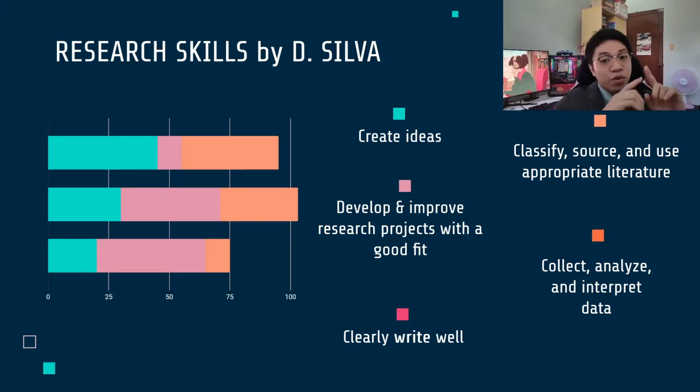One would be creating ideas. Next would be classifying, sourcing, and using the appropriate literature. It is followed by the development and the improvement of research projects with a good fit. That is followed with the collection, the analysis, and the interpretation of data. And most importantly, a research skill that is important is the ability to write well.